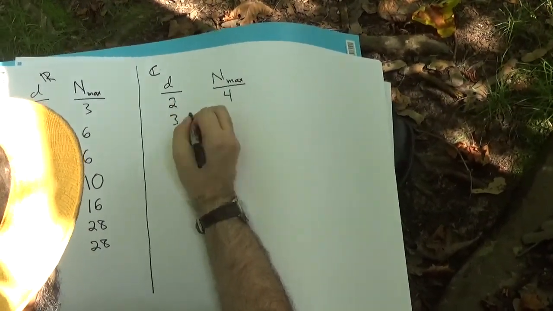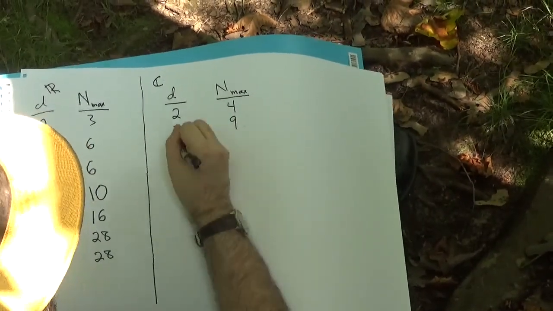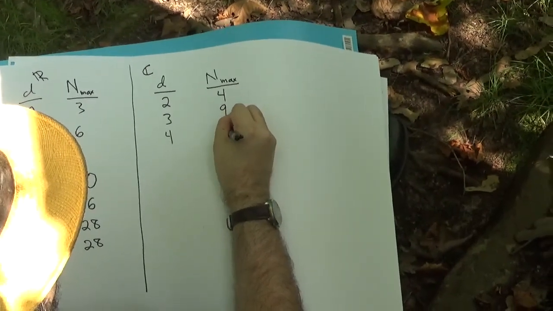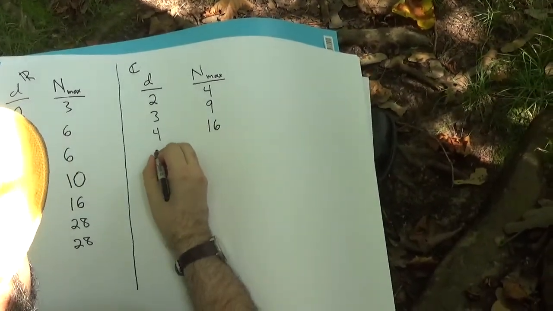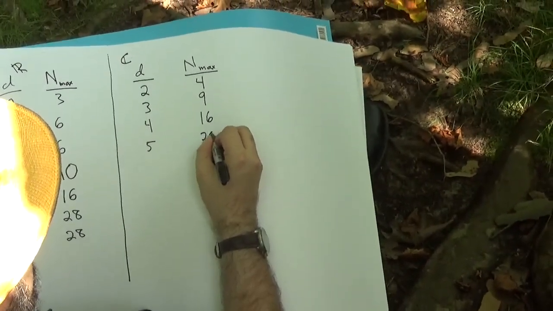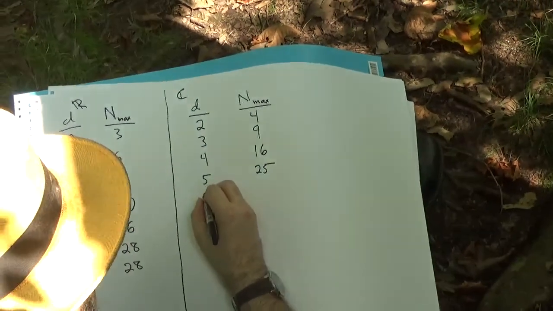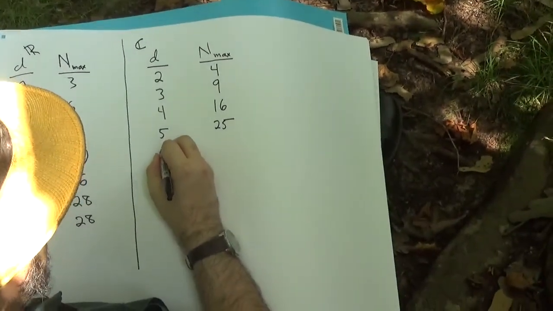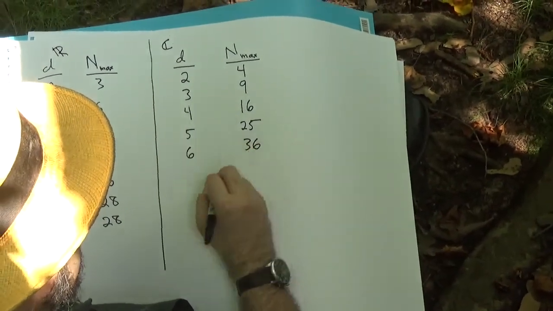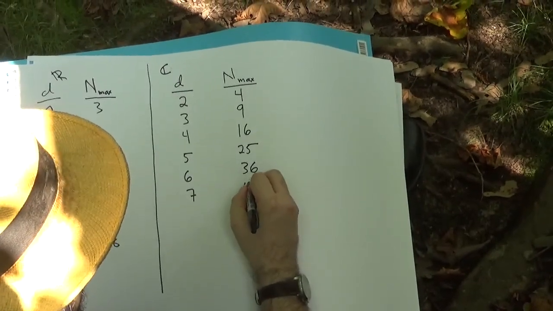In 3 dimensions, the maximum number jumps up to 9. In 4 dimensions, it jumps up again to 16. In 5 dimensions, we find 25. Your pattern recognition sense may be tingling by now. In dimension 6, we find there are 36. In dimension 7, we find the maximum number is 49.